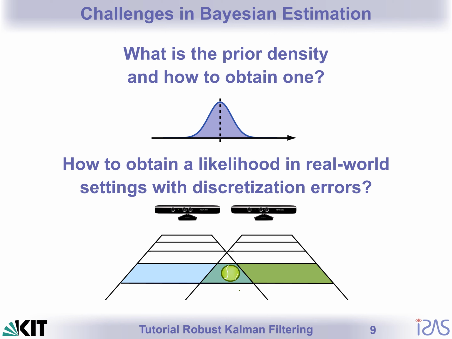Using the framework of combined stochastic and set membership state estimation will solve two key challenges in Bayesian estimation. We'll first address two issues: what is a prior density, how to obtain one, and how can this be improved using sets of densities, and how to obtain a likelihood in real-world settings, which usually include discretization errors.